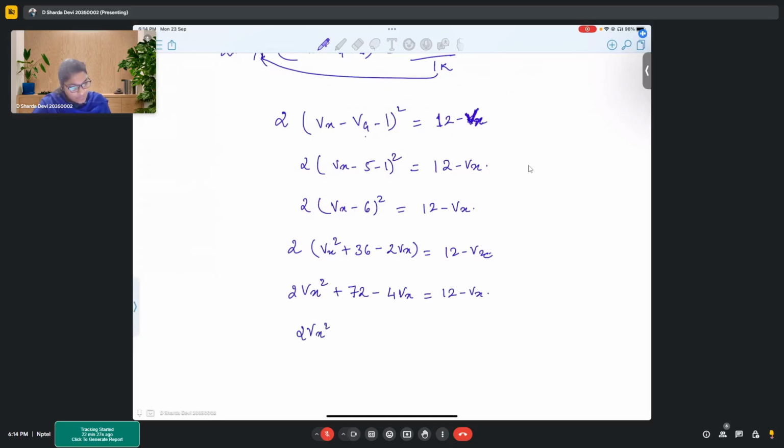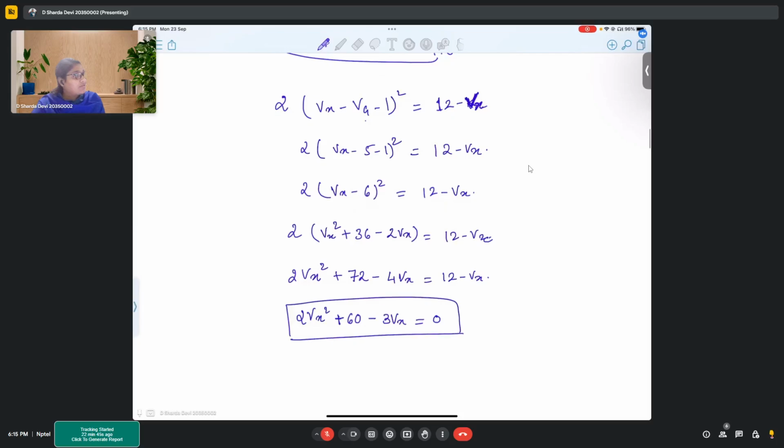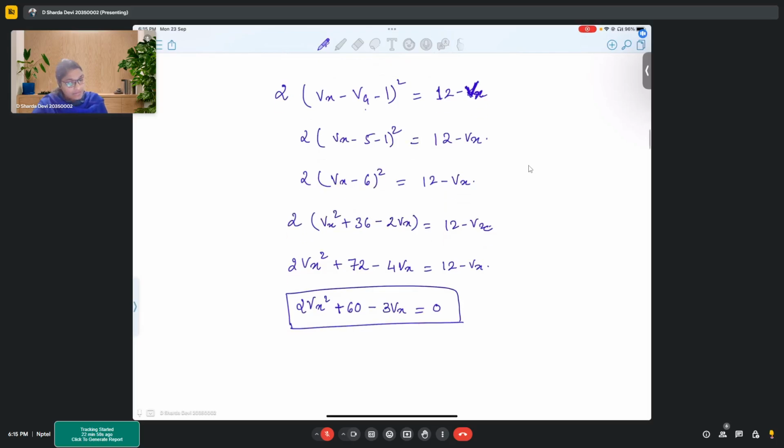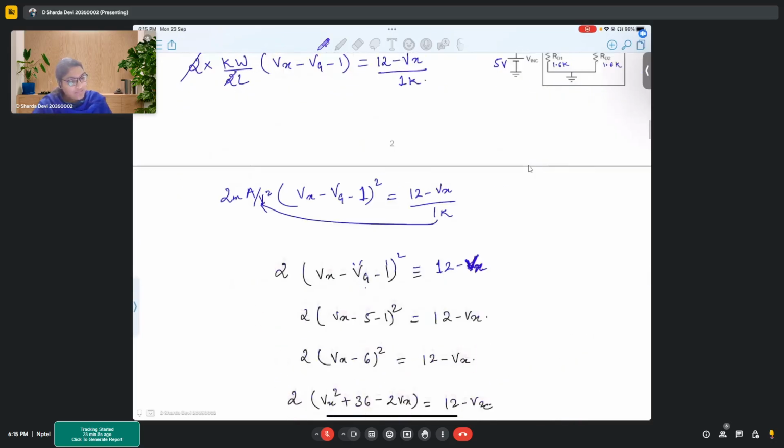So the final equation will be 12, 2Vx plus 16 minus 3Vx is 0. So we have to solve this equation to find the values of Vx. So here we would get two values for Vx. The first is 7.5 volts and another one is 4 volts. So now here we have already observed that Vg is 5 volts.